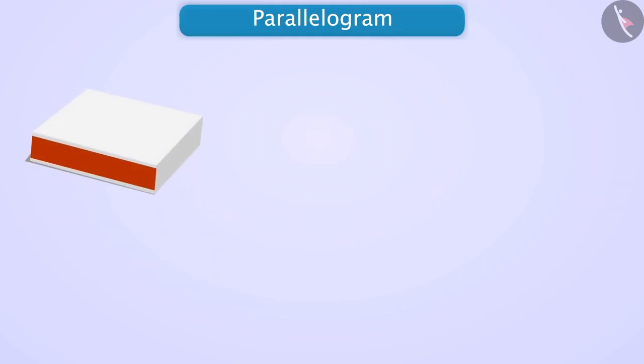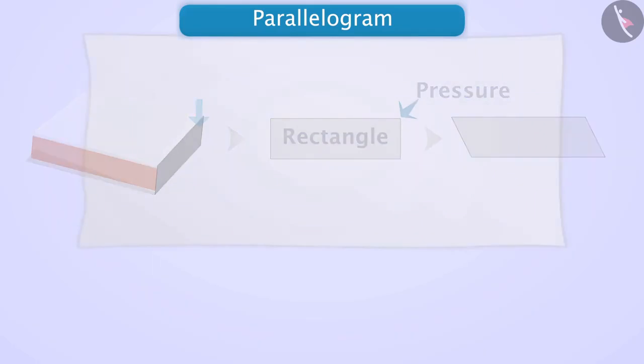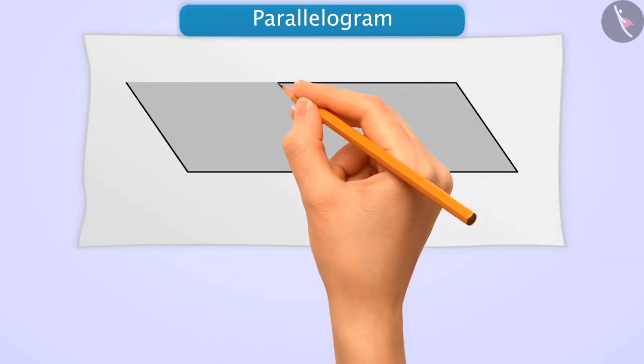Now let's understand parallelogram. Take out the tray of the matchbox and look carefully at its open side. You will see a rectangle. Now apply pressure on one of its sides so that opposite sides seem to be appearing closer. Due to this, the shape of the open side changes. Let's draw its outline on paper.